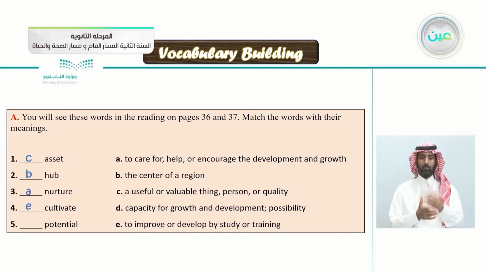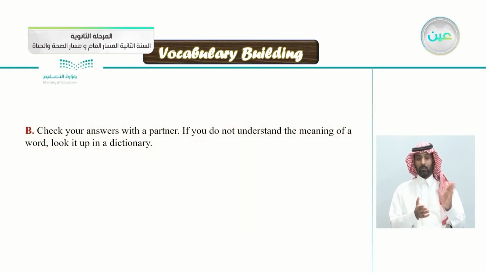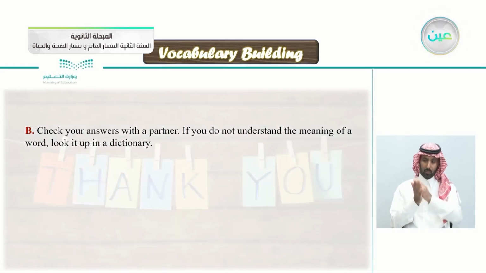Number 5, potential. Of course, it's D, the capacity for growth and development or the possibility in the future. That means potential. So potential is D, capacity for growth and development, or you can say the possibility. Check your answer with the partner. If you don't understand the meaning of a word, look it up in a dictionary.